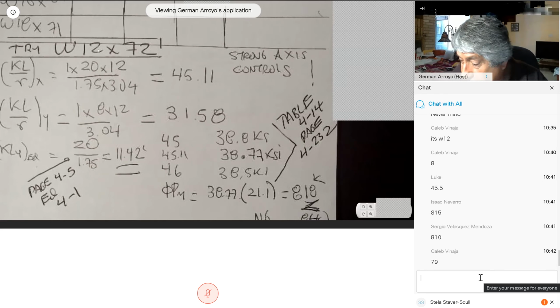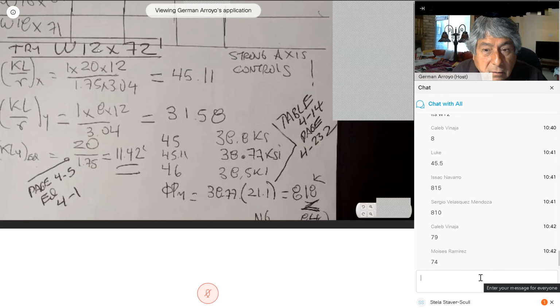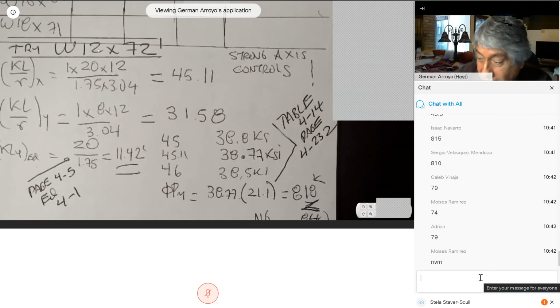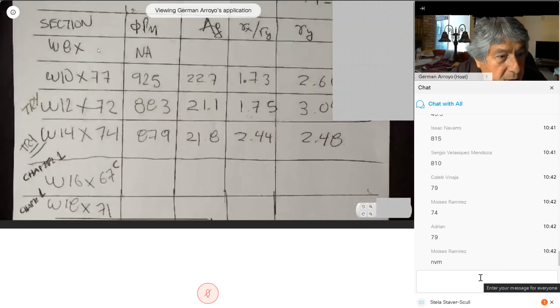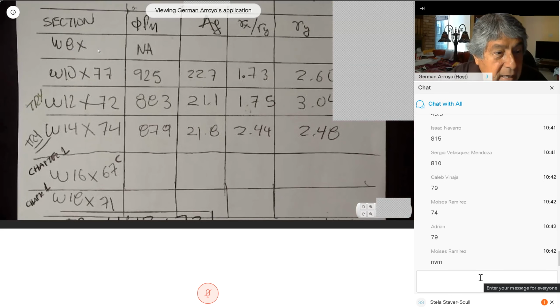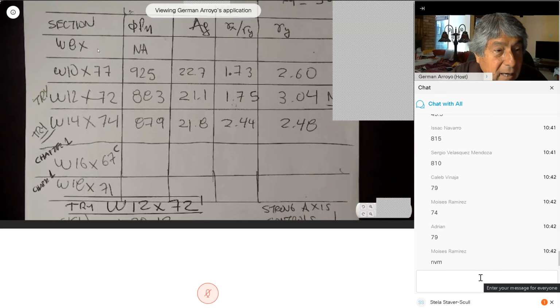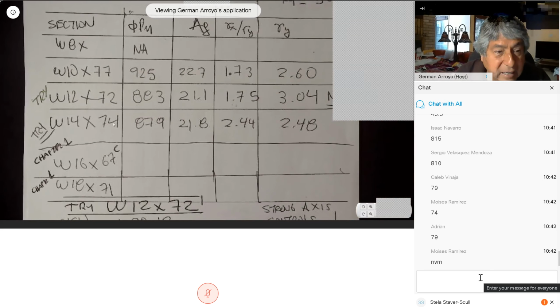The W12 by 79 or 74? 79. So the 79 is heavier. Look, it's heavier than the 74 in here. So I have to go to my table. I need to try now the W14 by 74.